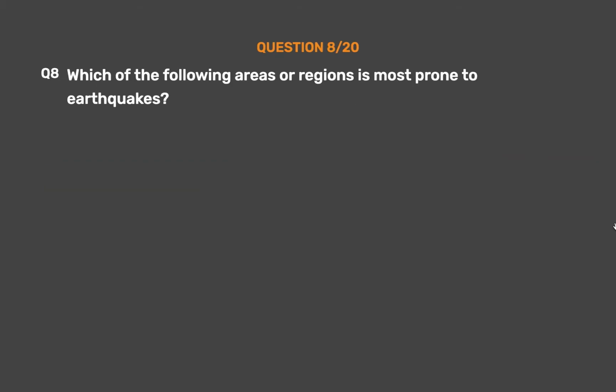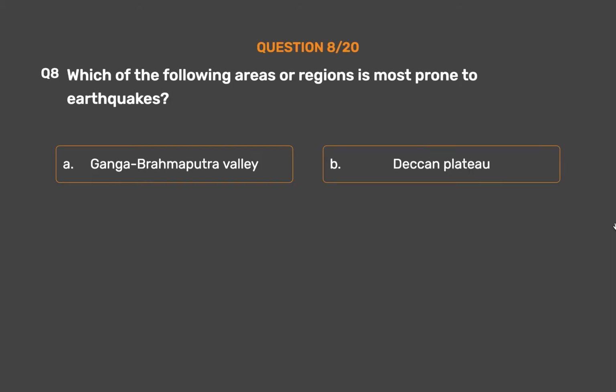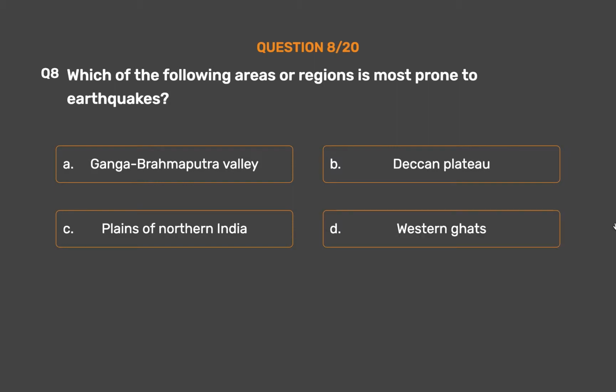Question number 8. Which of the following areas or regions is most prone to earthquakes? Option A, Ganga-Brahmaputra Valley. Option B, Deccan Plateau. Option C, Plains of Northern India. Option D, Western Ghats.